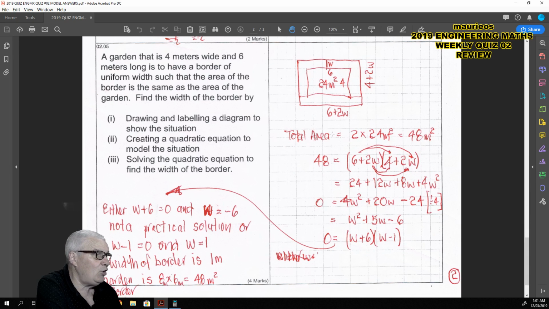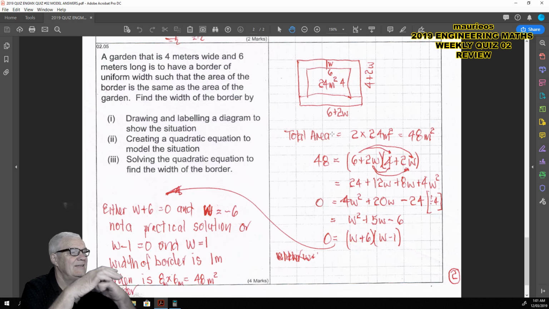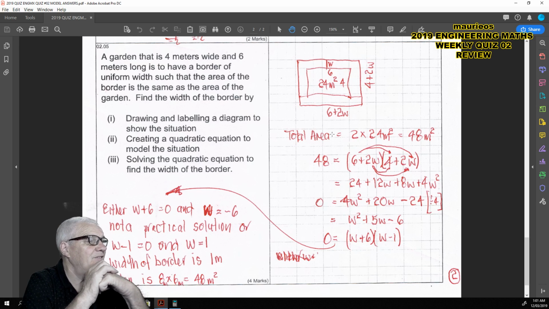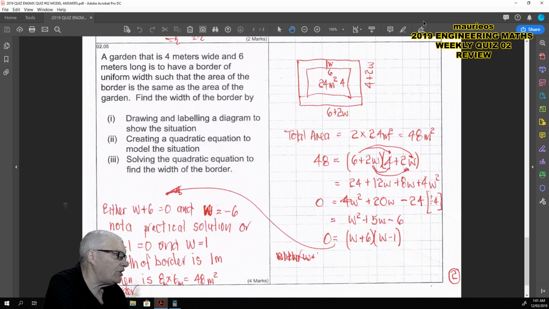Yes, a word problem. So we've got to look very carefully. A garden that is 4 meters wide and 6 meters long. So I've drawn it here. Here it is here. 4 meters wide, 6 meters long. Is to have a border.